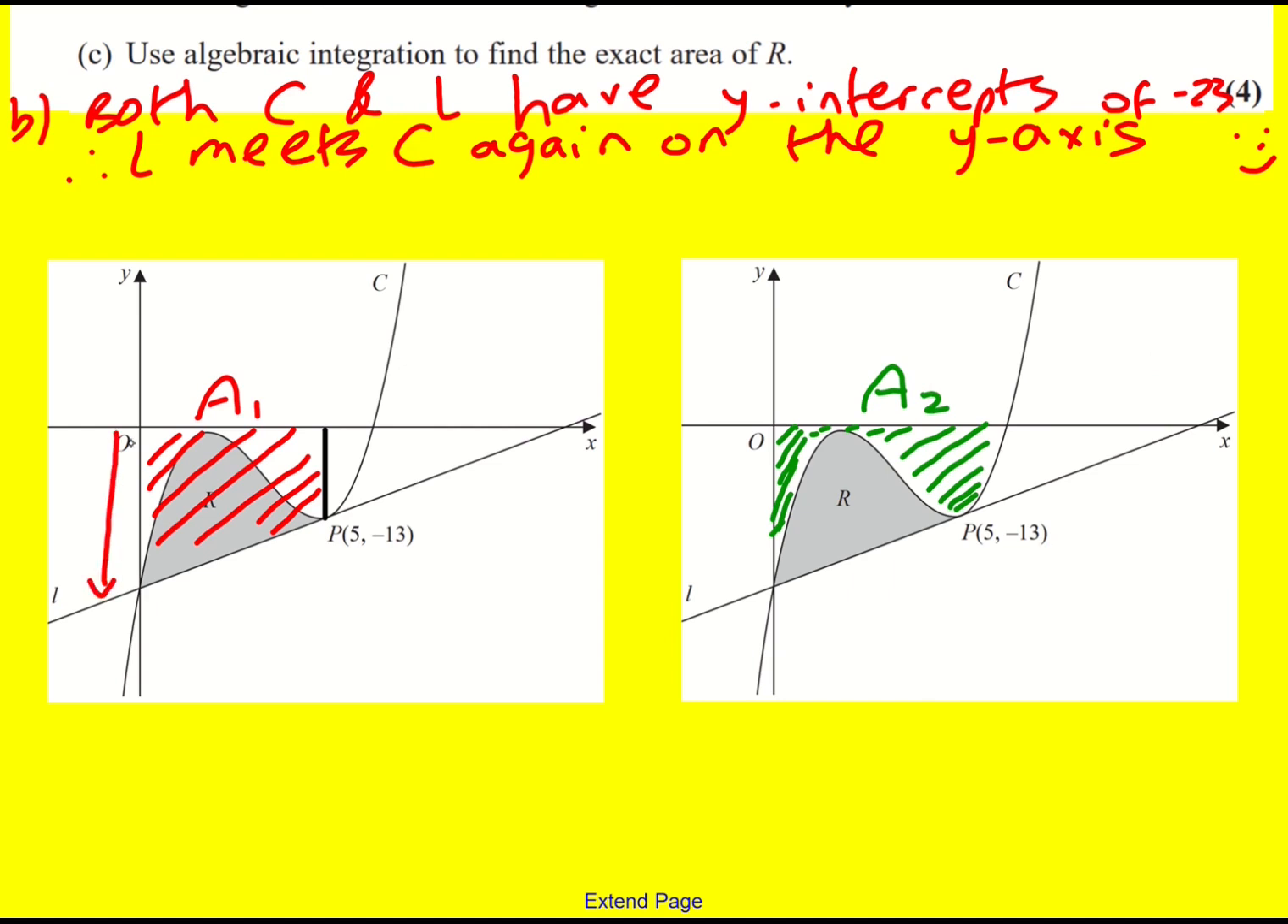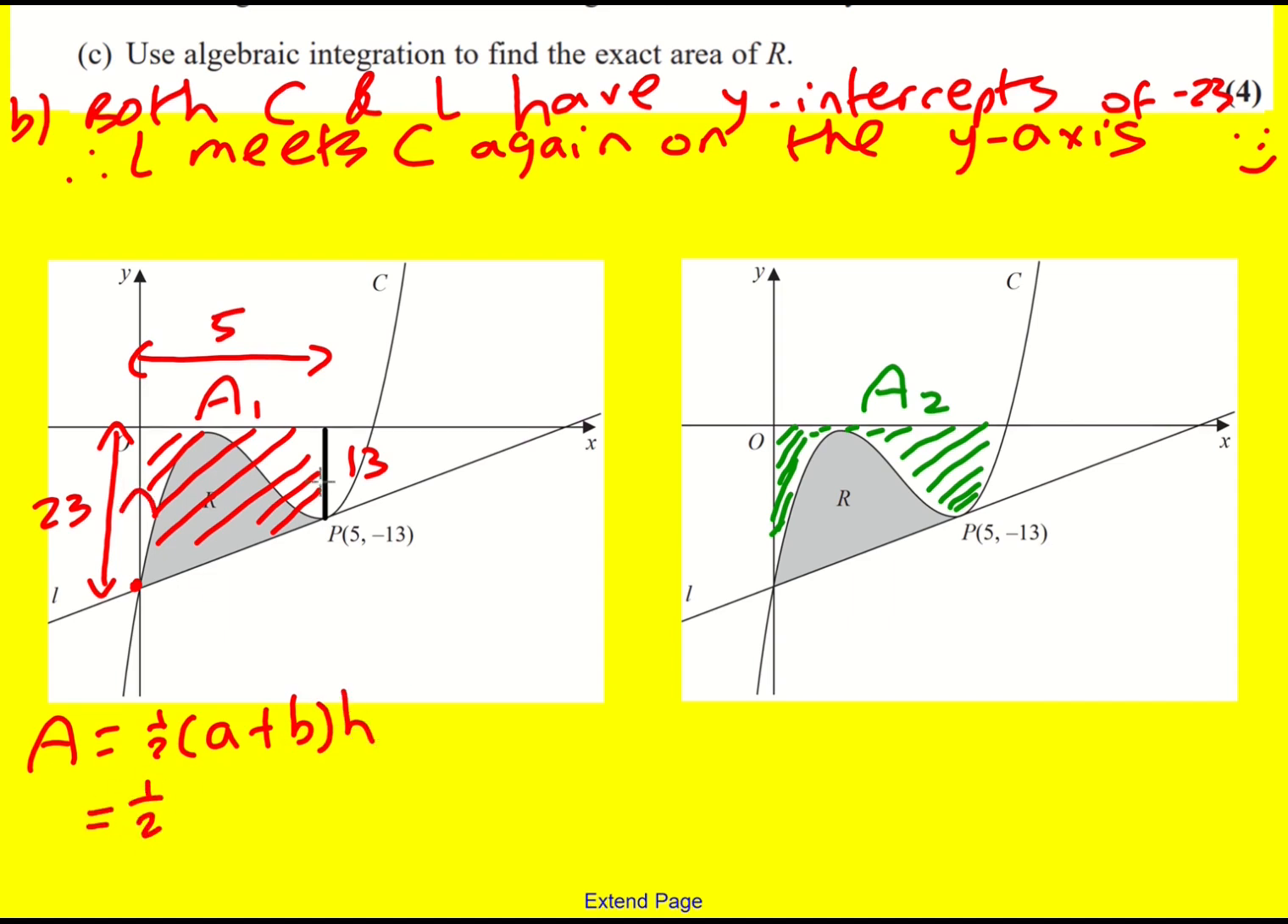So we know that this length is 23, because remember we just showed that the y-intercept was -23, and this length is 13, and then along here is 5. The area of a trapezium is a half (a + b) times h. Parallel sides are here, so half of (13 + 23) times 5, which becomes, this is 36, so 18 times 5, which is 9 times 10, which is 90.